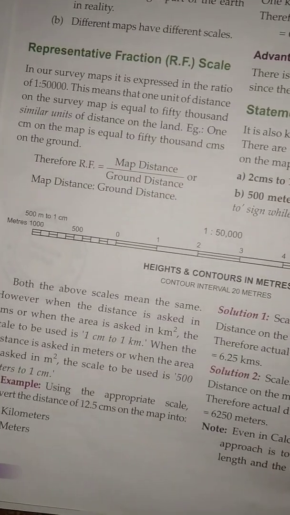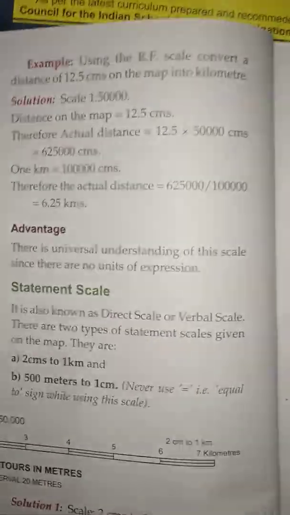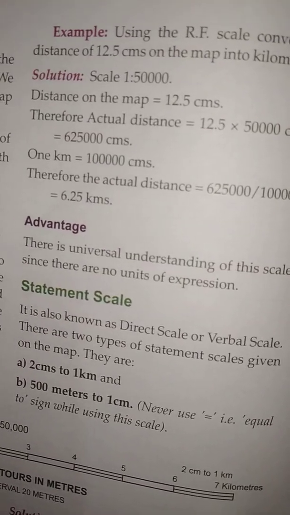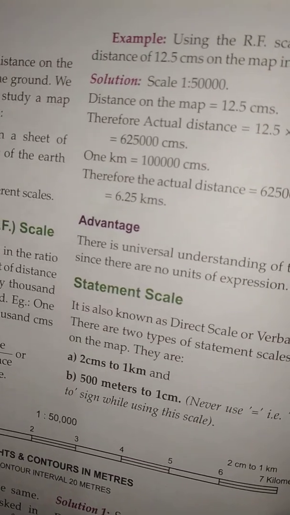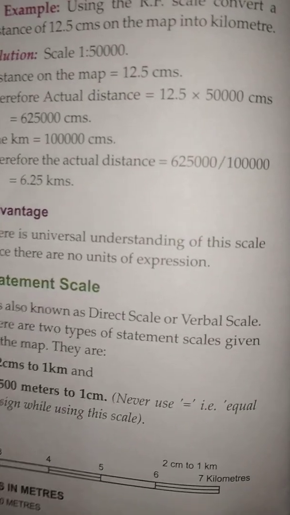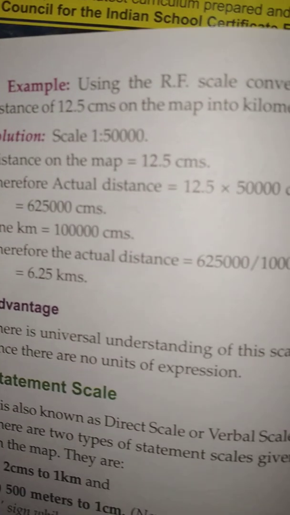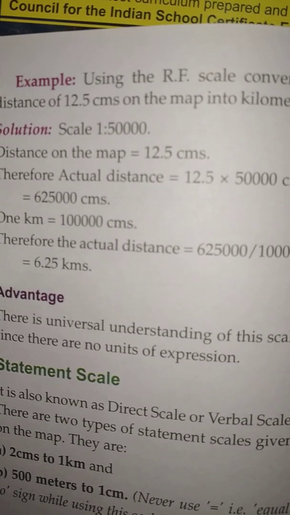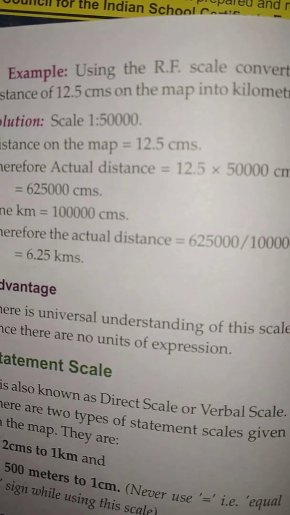Now let us see one example which is given here. Using the RF scale, convert a distance of 12.5 centimeters on the map into kilometers. Now it is given here. Scale is 1:50,000. Can you see that? The question is that you have to convert using the RF scale, and the distance is 12.5 centimeter on the map, and you have to convert it into kilometers.